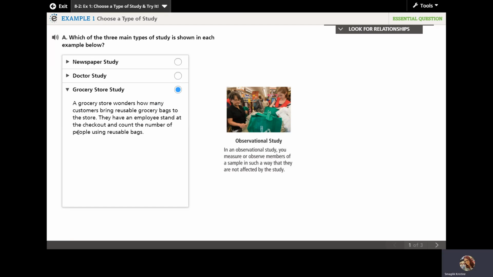A grocery store wonders how many customers bring reusable grocery bags to the store. They have an employee stand at the checkout and count the number of people using reusable bags. This is a good example of an observational study. You'll observe members of a sample in such a way that they are not affected by the study.